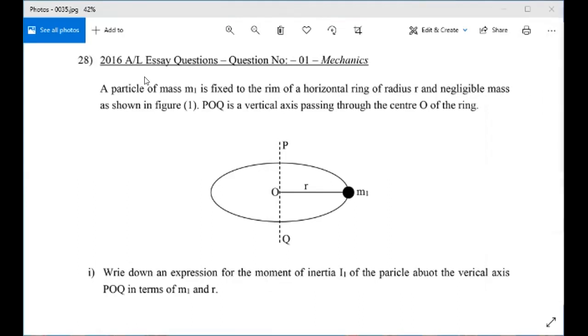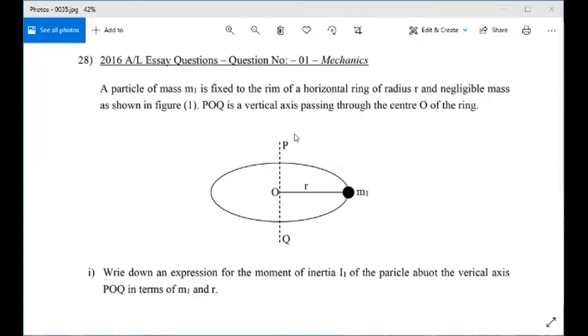2016 first essay question, which is from the mechanics lesson. A particle of mass m1 kilogram is fixed to the rim of a horizontal ring of radius r and negligible mass, as shown in figure 1. So this is the particle. It is connected to the rim. The mass of the ring is negligible and the rim is horizontal. The radius is r.